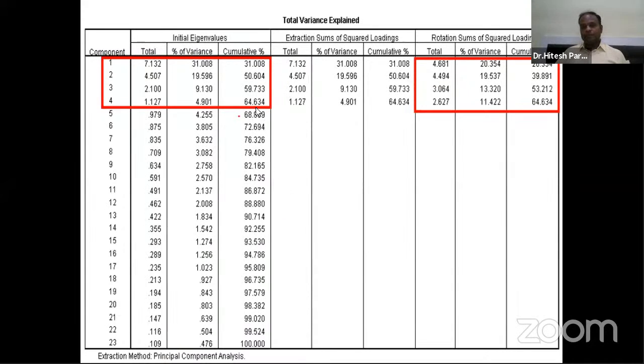So 100 minus 64, around 34% is unexplained, and 64% is because of the common factors. So these 4 factors are present that can be interpreted. But which are these 4 factors? Which variables are representing the factor in which manner? That we need to see. So for that, we need to see the next table.